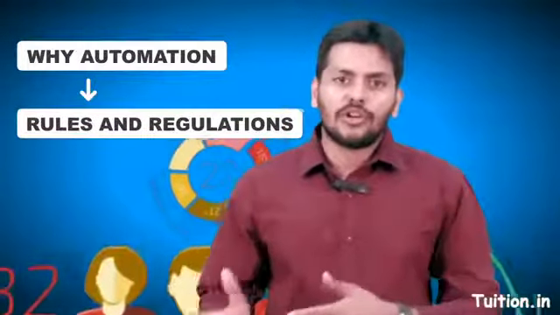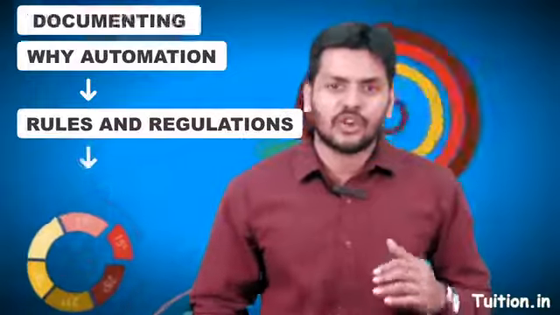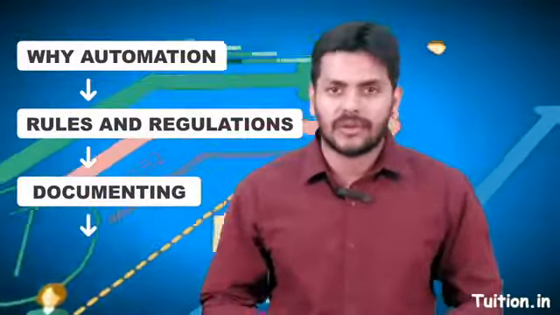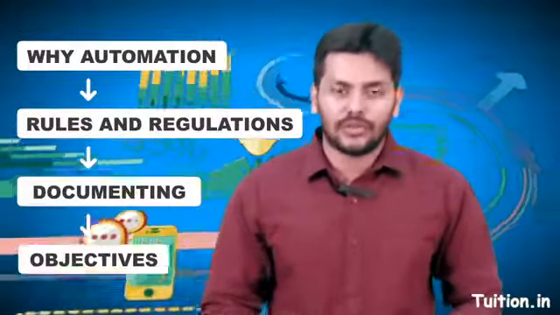Then of course, you got to document your current process. So step number 3 is documenting your existing process. Step number 4 is to understand what you want as objectives in the new process. And step number 5, since we are not used to this, we're going to engage business process consultants. And step number 6, it's most important.